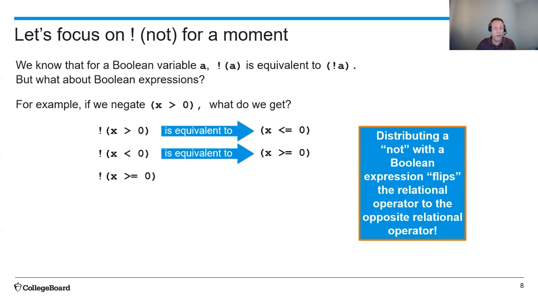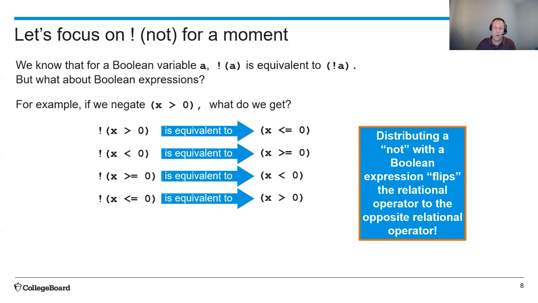Not x greater than or equal to 0, that's equivalent to evaluating x less than 0. Not x less than or equal to 0, that's equivalent to x greater than 0. And all of those work. When you distribute the not, it flips to the opposite relational operator.